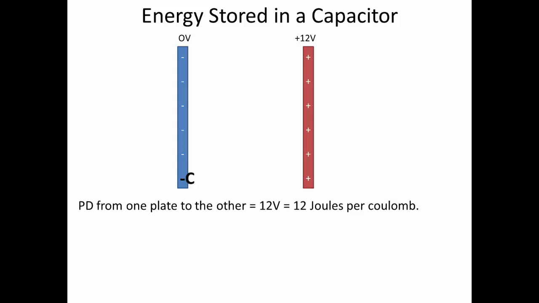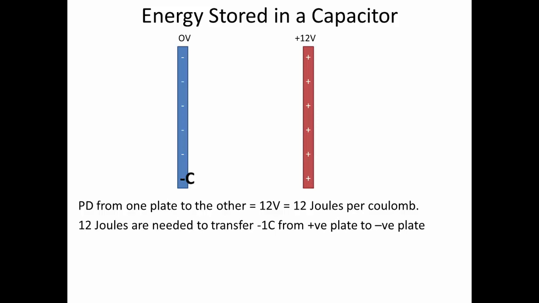Since the potential difference from one plate to the other is 12 volts, it means that for every coulomb of charge it takes 12 joules. So 12 joules are needed to transfer 1 coulomb from the positive plate to the negative plate. So the energy that coulomb gains in potential energy is 12 joules.